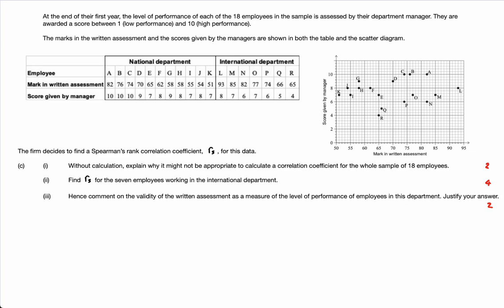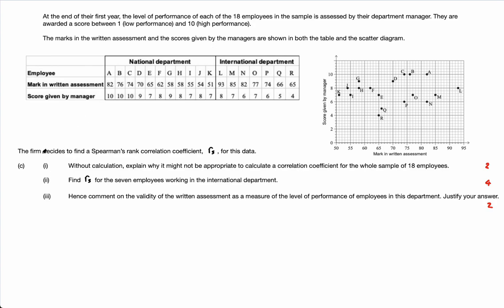Okay, so at the end of the first year, the 18 employees in the sample are given a score. Their manager awards them a score between 1 and 10, and that's their performance score. So 10 is high performance. These guys were high performing. This guy was pretty low performing. 1 would be the lowest performance. This is the scatter graph of that information.